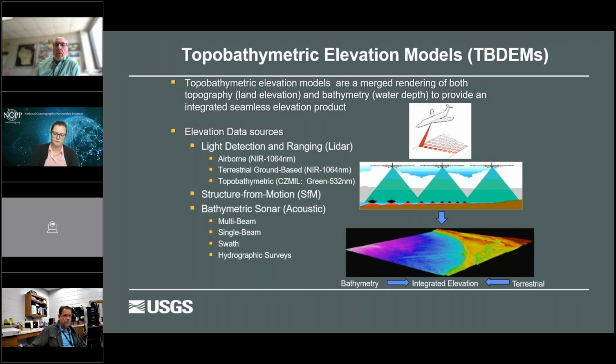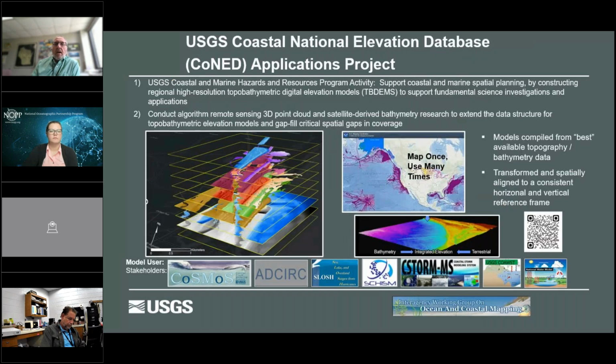A very important tool produced by NOAA is called VDatum. It's a tool that we use for these critical datum transformations. We have two main sources of these TBDEMs, and I'll touch upon both of them. The first is a USGS product known as CoNED, the Coastal National Elevation Database. Some of the specifics are there that you can see. Along the bottom, note that there are numerous modeling systems that use these CoNED products, including the National Water Model.